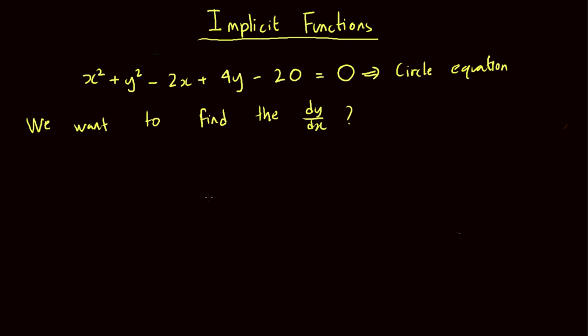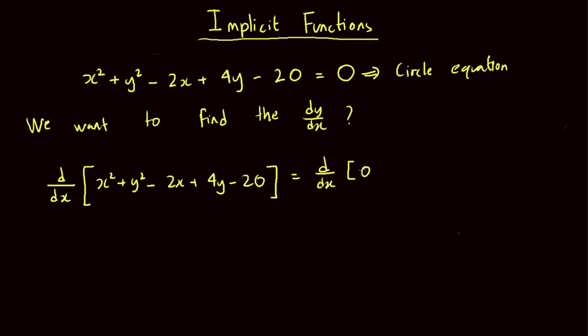What we are going to do is take the derivative, the generic d/dx, without the y in it, on both sides of the equation. So d/dx of x squared plus y squared minus 2x plus 4y minus 20 equals d/dx of 0. As we take the derivative with respect to x of the terms in x, it's quite straightforward. We'll end up having 2x minus 2.